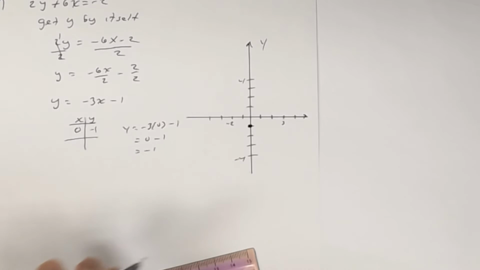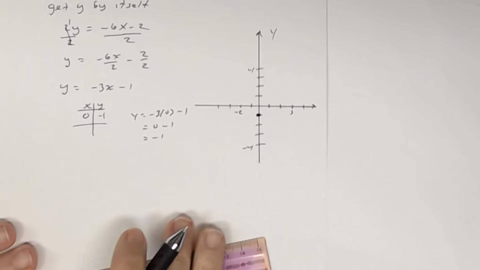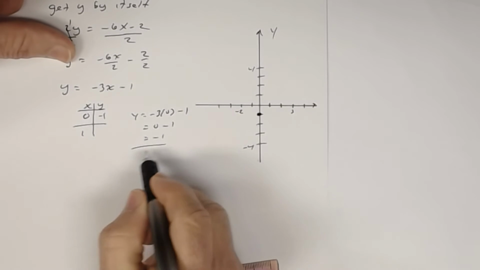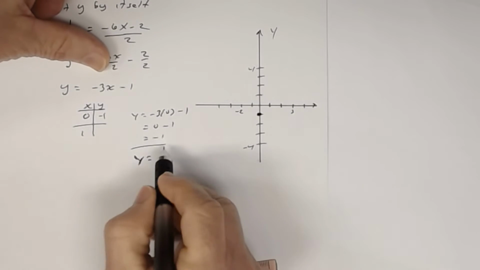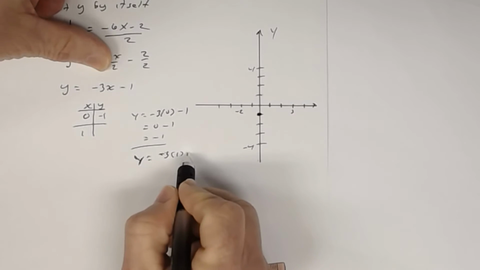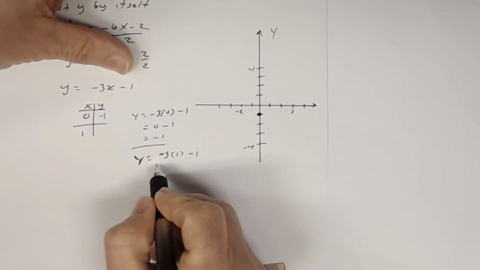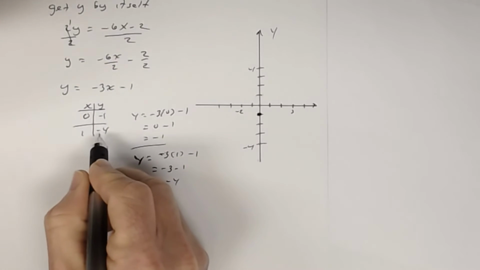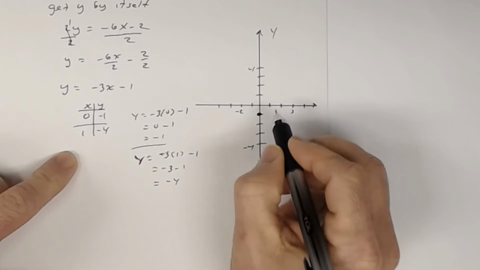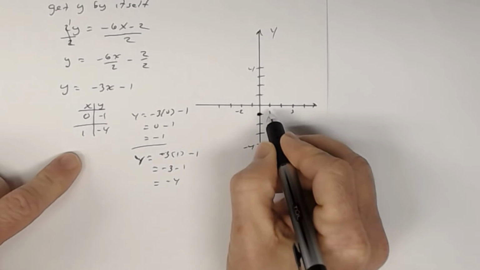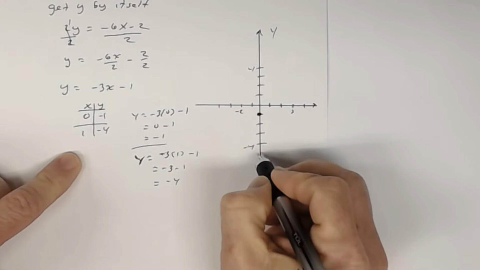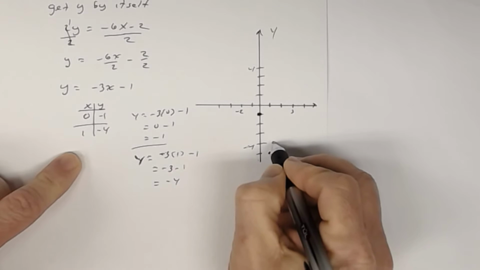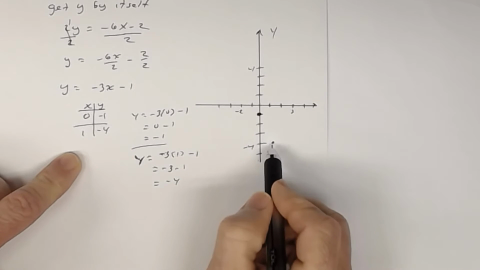All right. Now remember, I want 3 points, so let's do another point. So let's say x is 1. So if x is 1, I get y equals negative 3 times 1 minus 1. Negative 3 times 1 is negative 3. Negative 3 minus 1 is negative 4. So I'm going to plot the point 1, negative 4. Remember how to plot that point. So you go 1 to the right, 4 down. 1, 2, 3, 4. So 1, negative 4 is right here. Oh, I'm sorry, 1, negative 4 is right here. Excuse me. 1, negative 4.